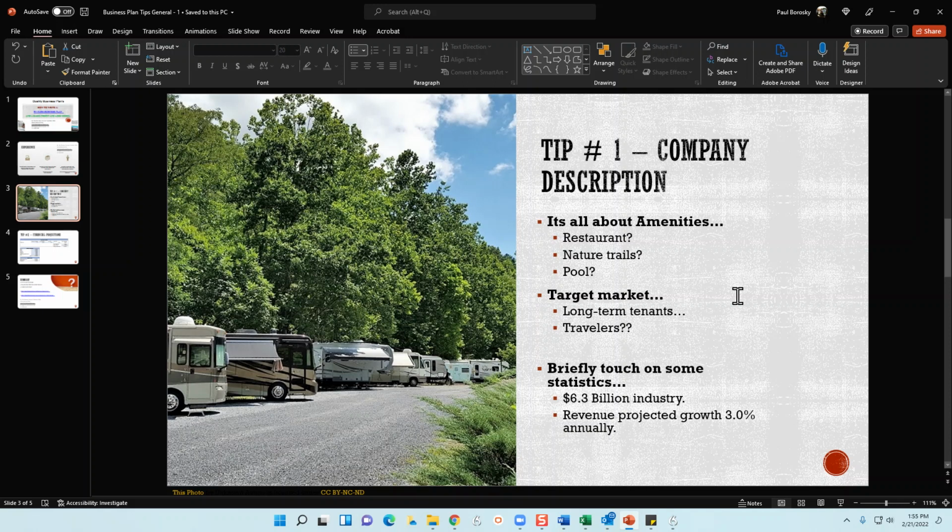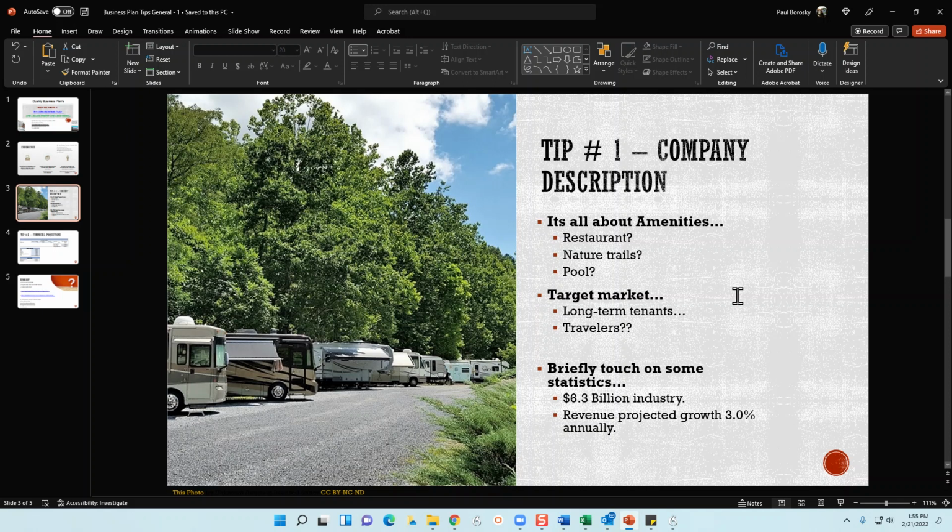It's going to be long-term tenants who are coming down for a month, 2 months, 3 months, 4 months, or is it going to be travelers that are just going through the area on their way to another destination, and they just want to stop in for the night or even for the week. Whoever your target market is, make sure to identify it, because once you do that, then you can align your advertising for that demographic that you're going to be targeting.